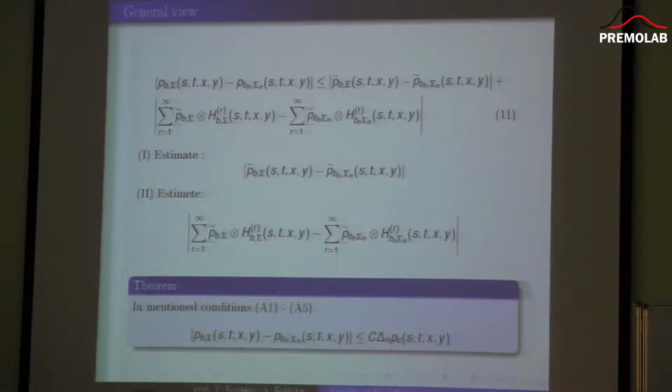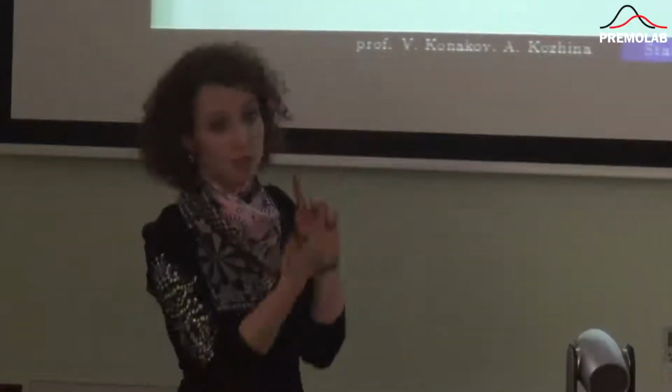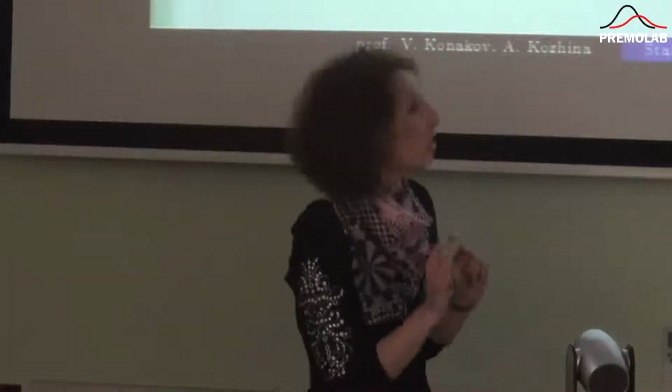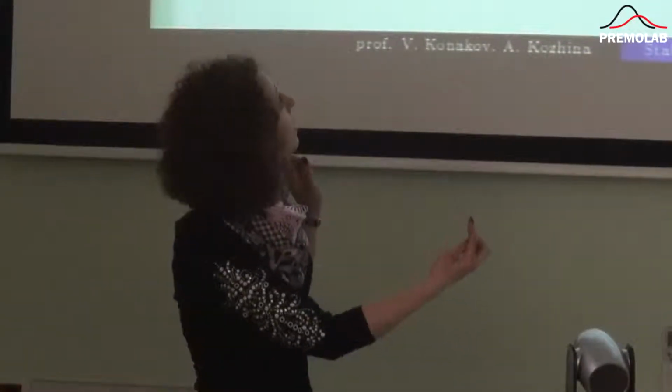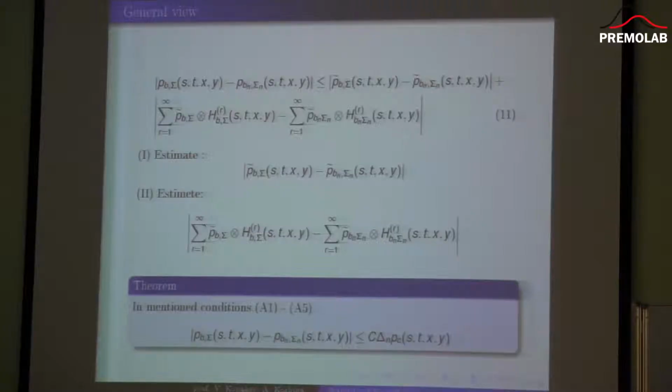What about our main question? How close are the processes if their coefficients are close enough? We should write the difference between our transition densities and rewrite it in the form of parametric expansion. So after that, we should expand the difference between the so-called main parts, and after that, the difference between series. And after all, to sum up, we will have the theorem that in our condition, the difference between transition densities is less than this, where delta n is the difference between our coefficients, and goes to 0 as n goes to infinity, and where Pc is Gaussian density.